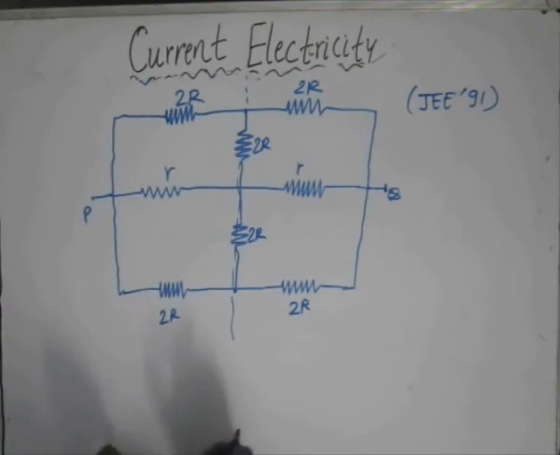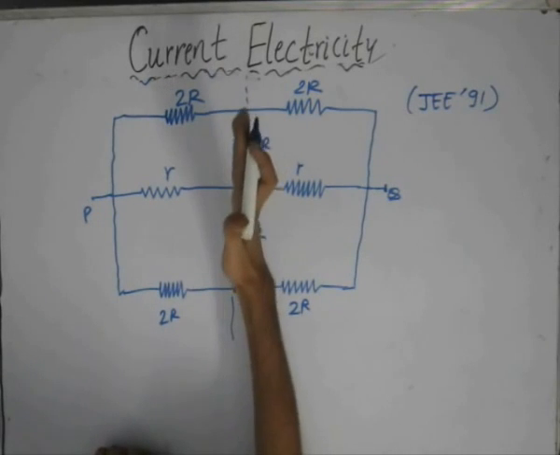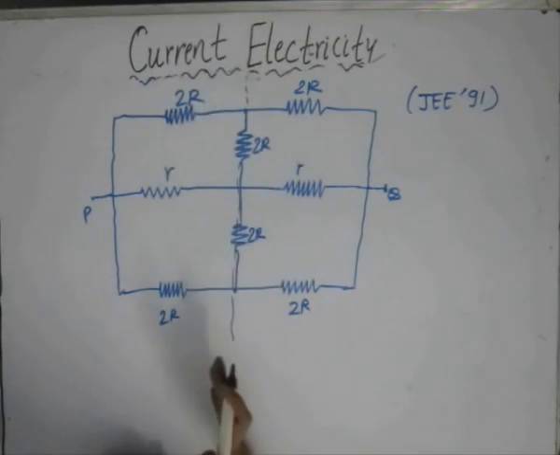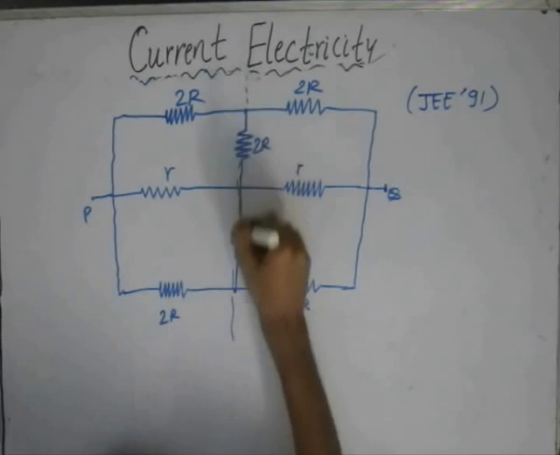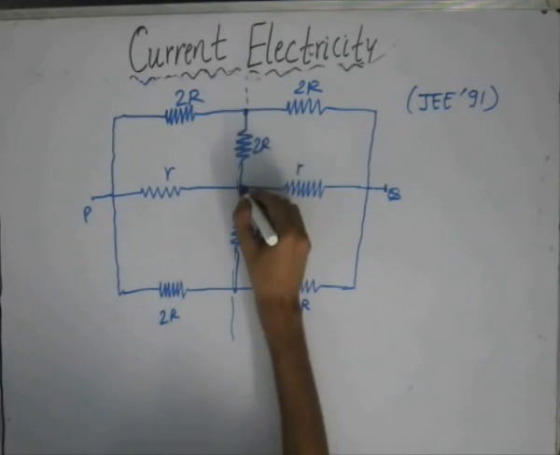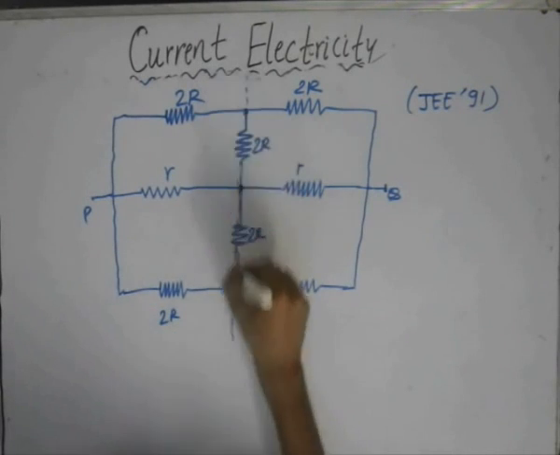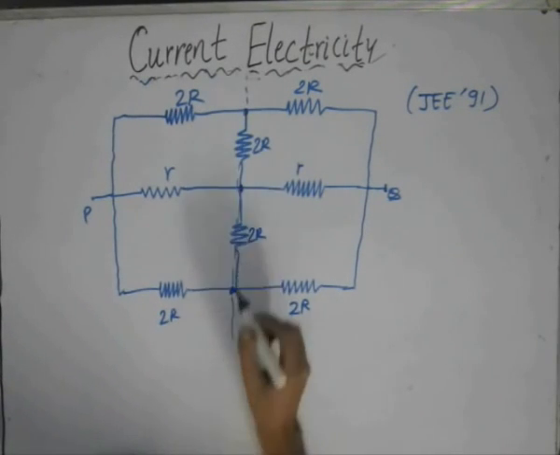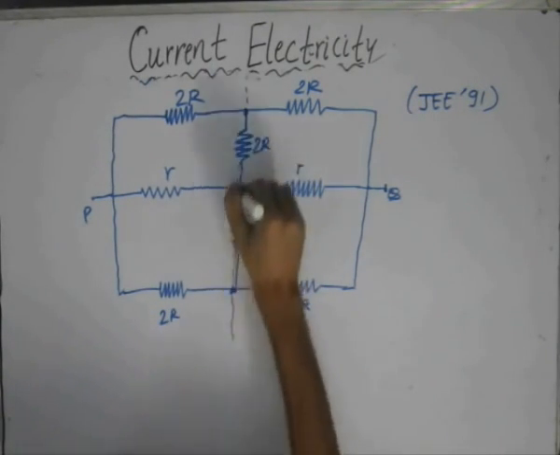We do this because when the structure is symmetrical, across the perpendicular axis the potential at each of the points will be similar. That means these three nodes have the same potential. If they have the same potential, there won't be any current flowing across this branch.